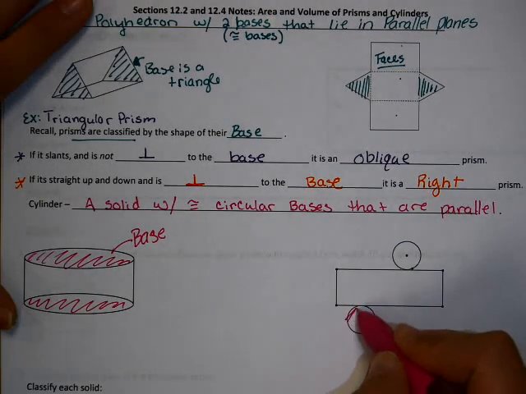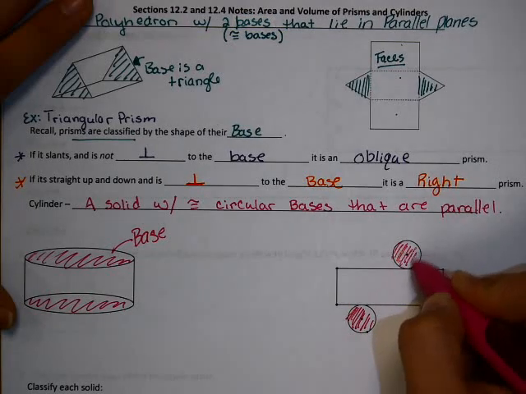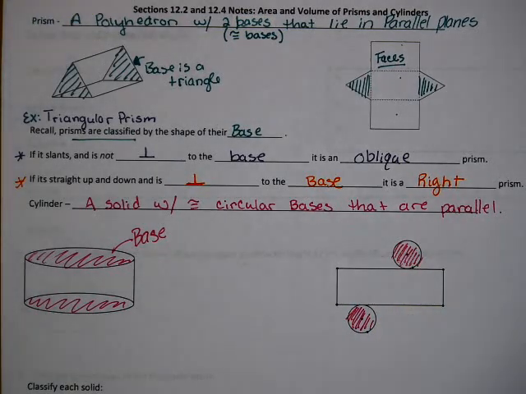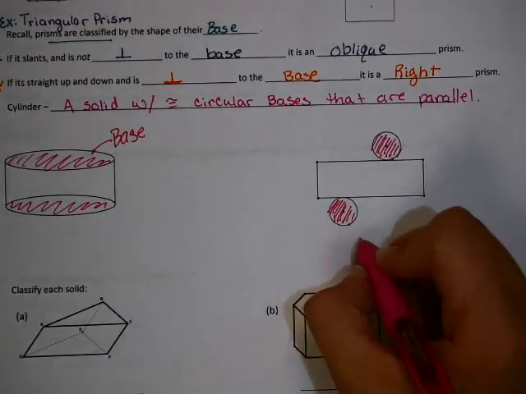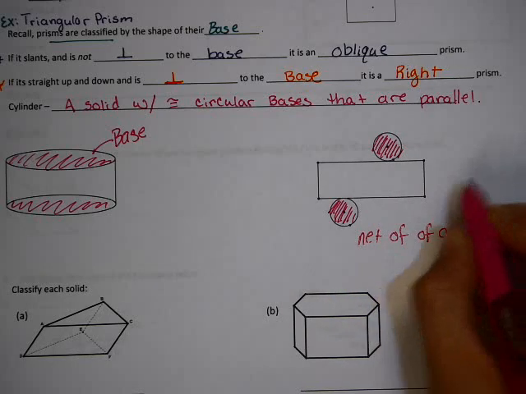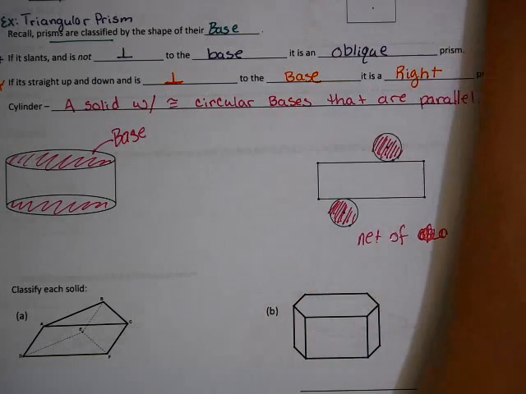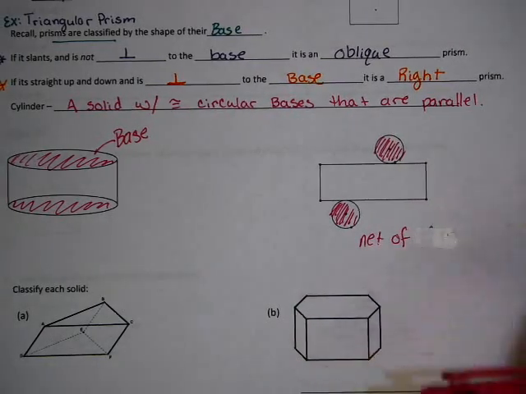Okay. Here would be the outline of the net of a cylinder. Right, so if you were to fold this all up, you'd have a cylinder. So this is the net of a cylinder. Oops, let's take that back and write just net of a cylinder.